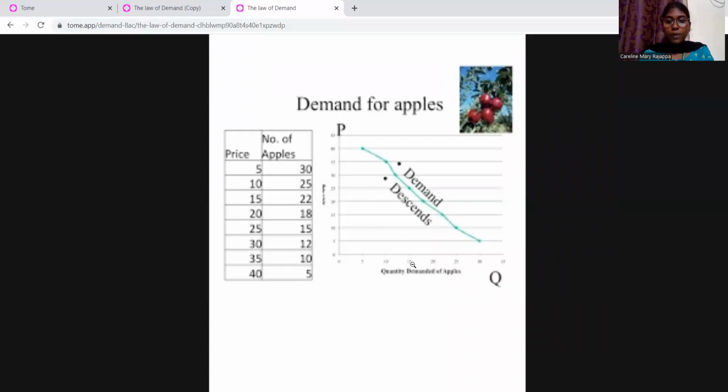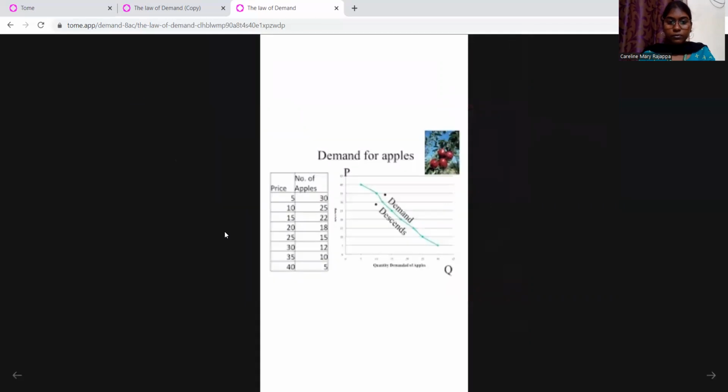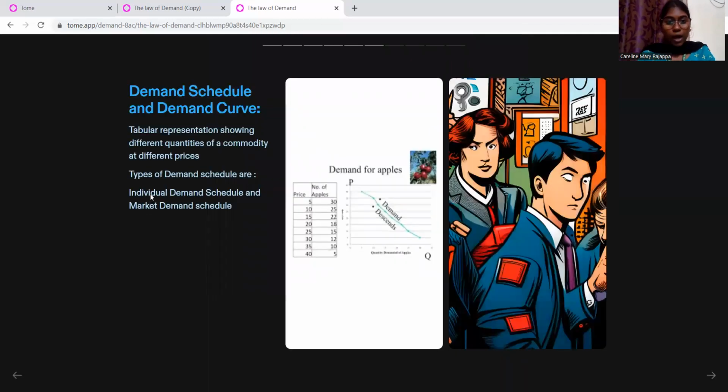And this is the graph explaining that as the price increases, the demand will decrease. The types of demand schedule are of two types, that is, individual demand schedule and market demand schedule.